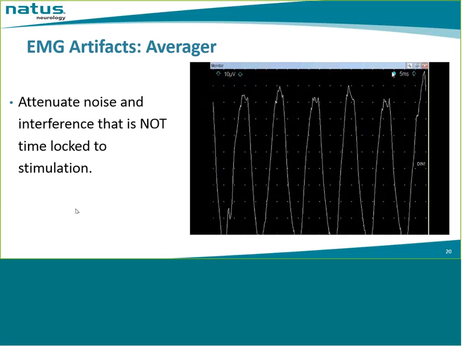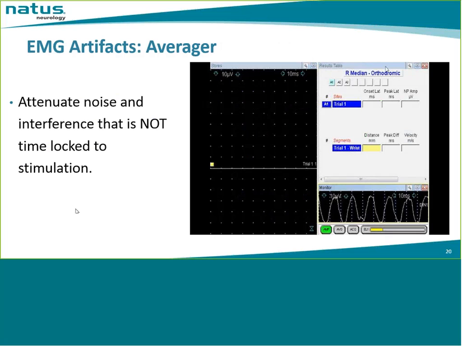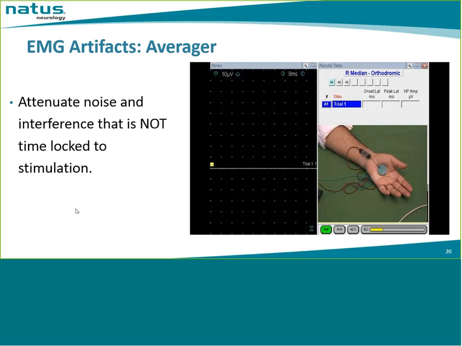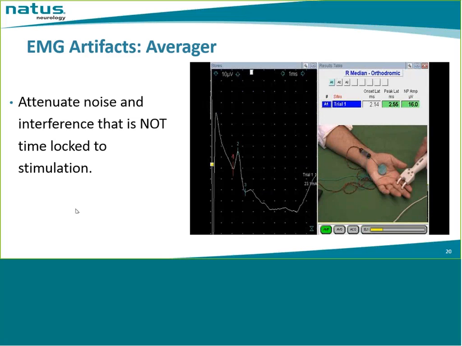And notice my baseline is much nicer. So averaging is a simple technique that can help us get rid of any electrical activity or voluntary activity that is not time-locked to stimulation. This technique is used quite frequently in sensory nerve conduction studies.